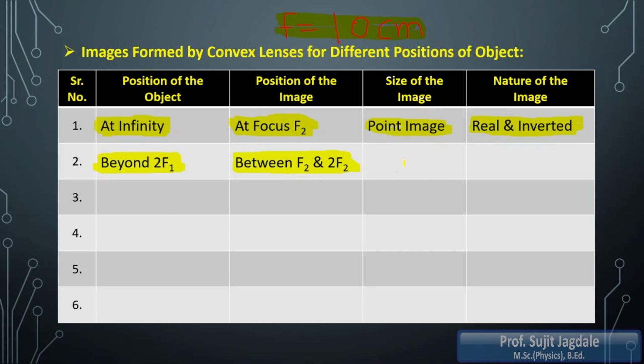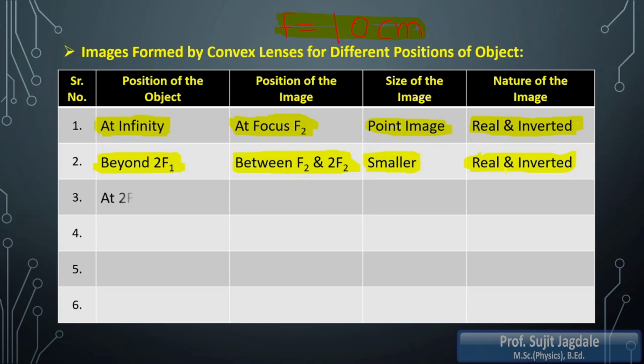Then the size of the image is smaller. So not a point image. The image is smaller than the object, and again the nature is real and inverted. So same as that of the first case in the case of nature only. Positions are different, sizes are different.